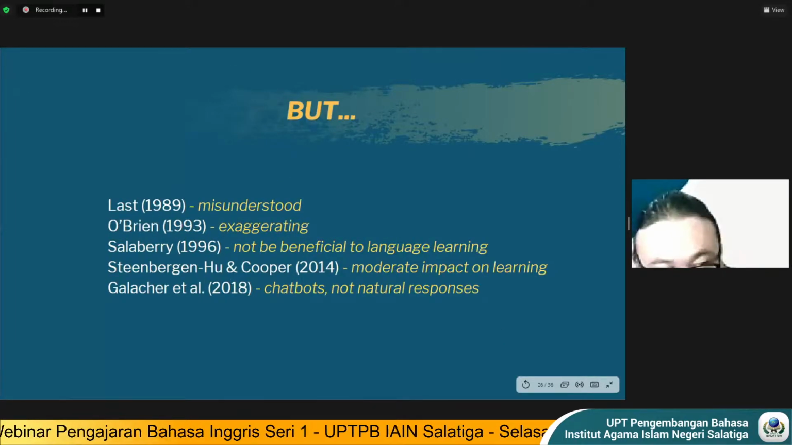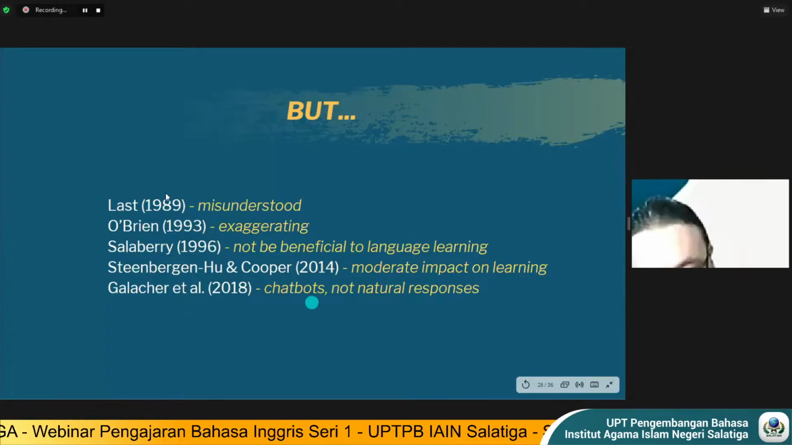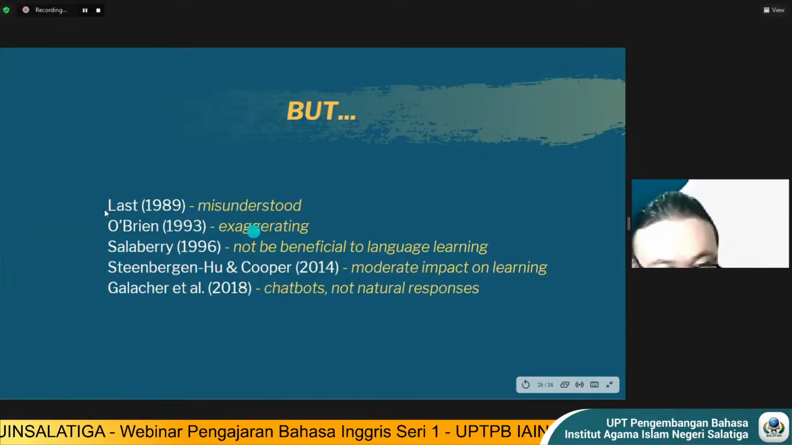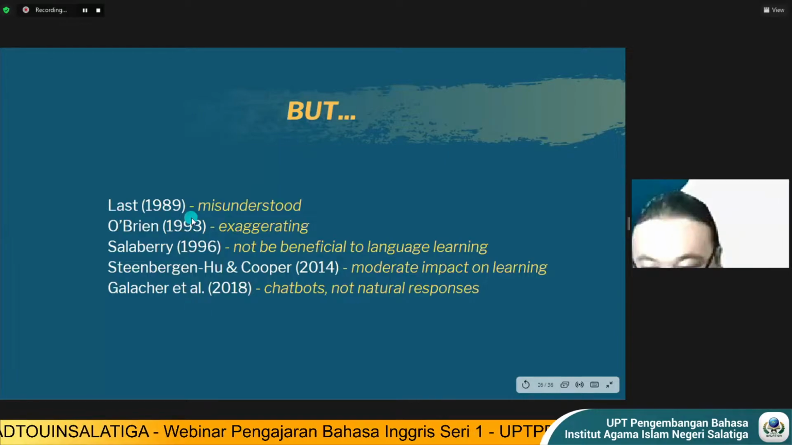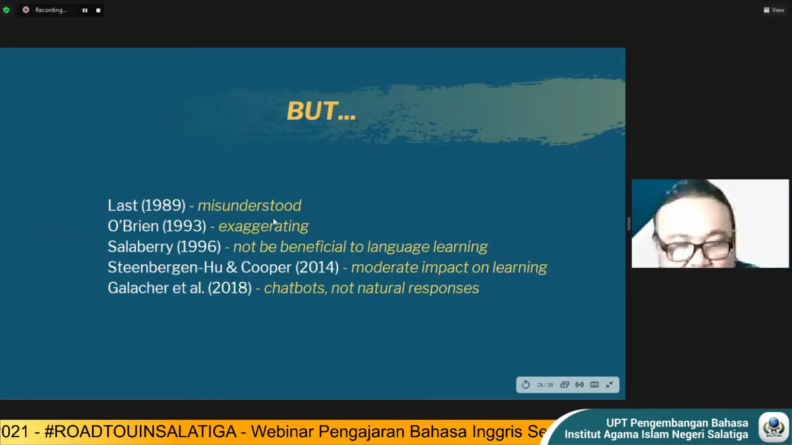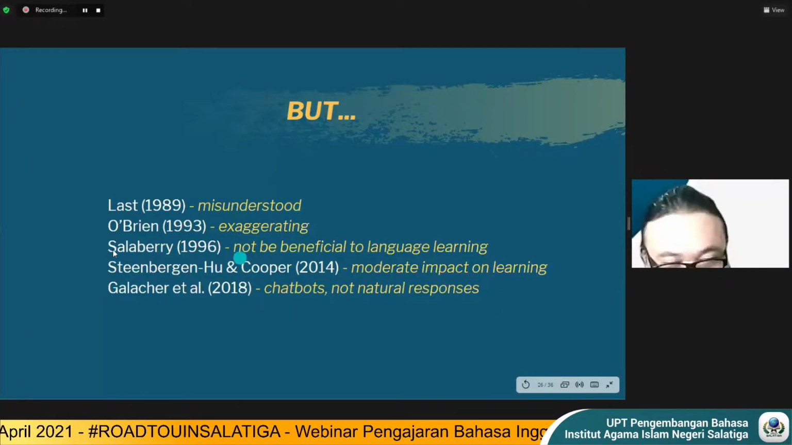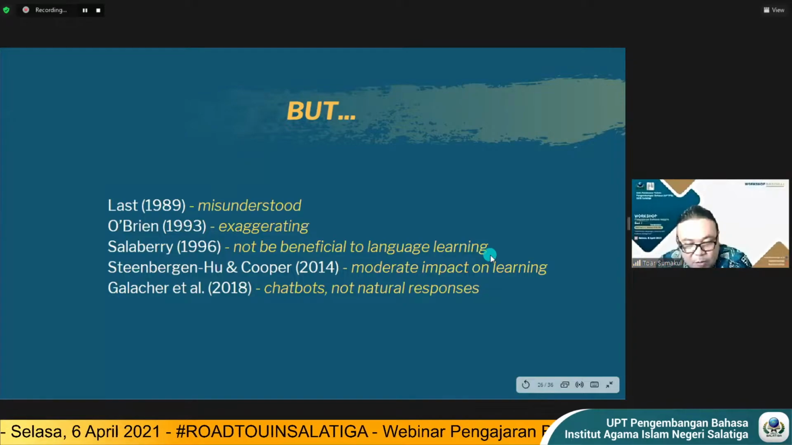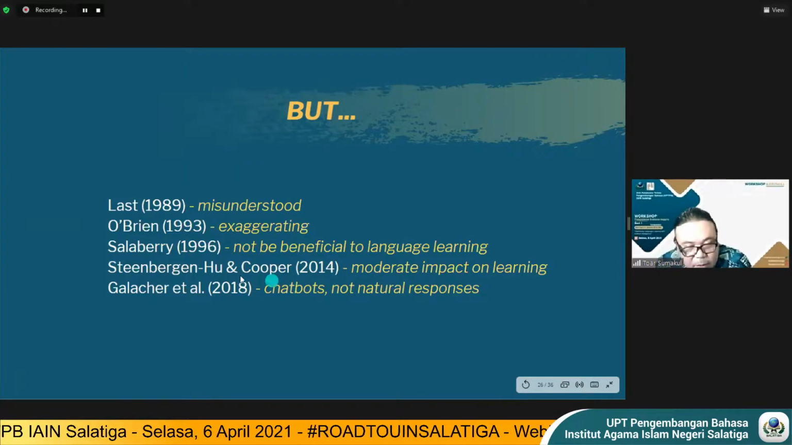But these are some critics of AI in language learning since the very beginning. They said that the power and benefit of AI is misunderstood. And O'Brien said that many people are actually exaggerating. Salaberry even said that it might not be beneficial to language learning. So he doubted the potential of AI in language learning. According to these two, only moderate impact.